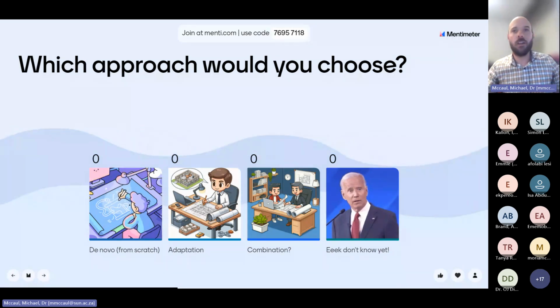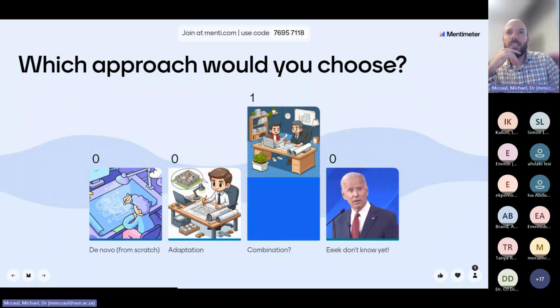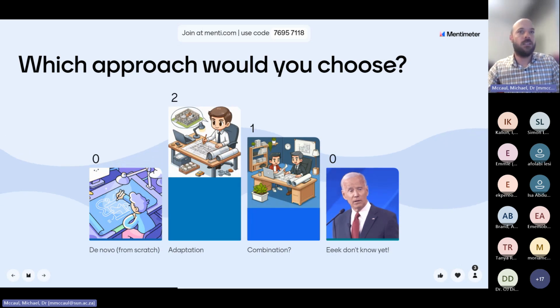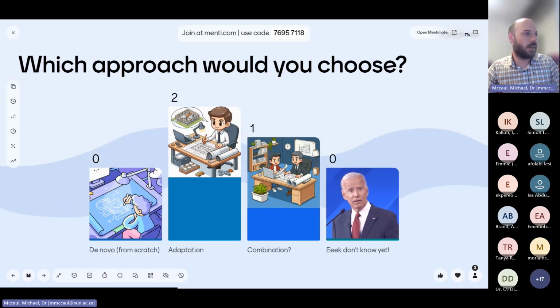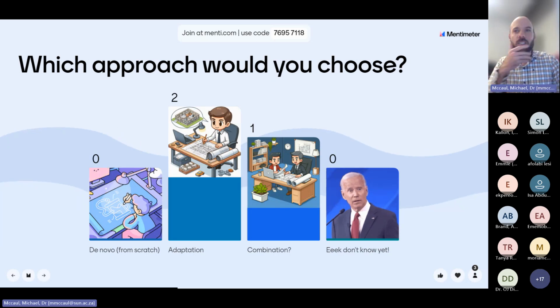But I'd love to hear people's thoughts around what they think. You can vote, it's anonymous. Go to menti.com, put in the code. I see some people have used a combination of over and adaptation. Two have done adaptation, that's great.